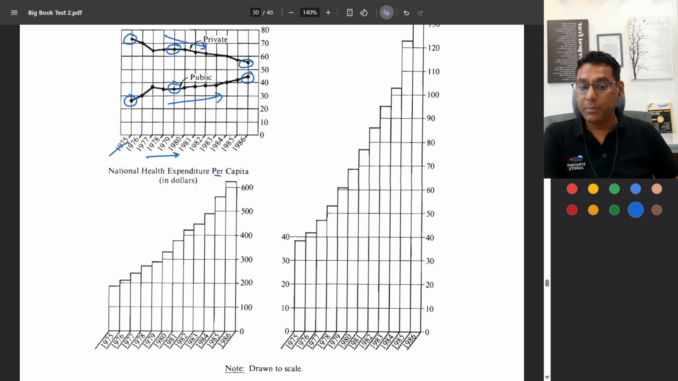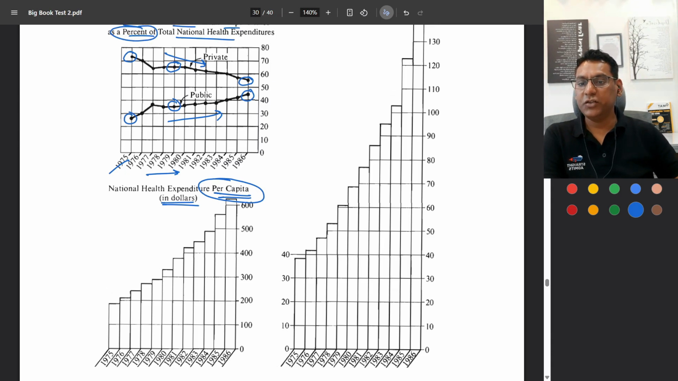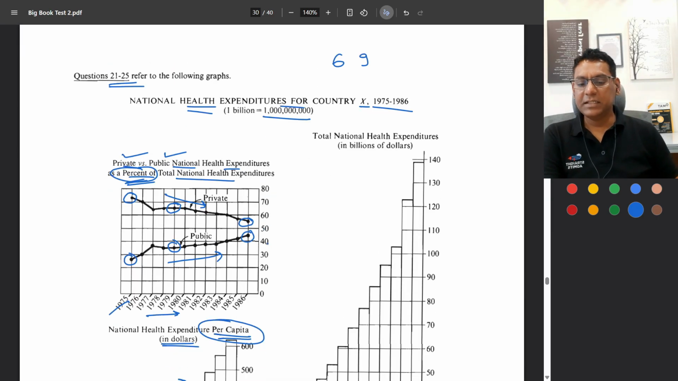National health expenditure per capita in dollars. So now they're talking about per head. What was the absolute number? This is percentage, this is the absolute number spent. In 1975 they spent something like $200, less than $200 actually, per person on expenditure, and that has been going up, all the way to 1986 where they spent, I don't know, maybe $620, $630. See, it's important.